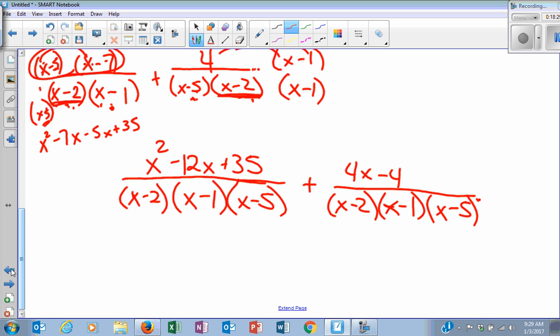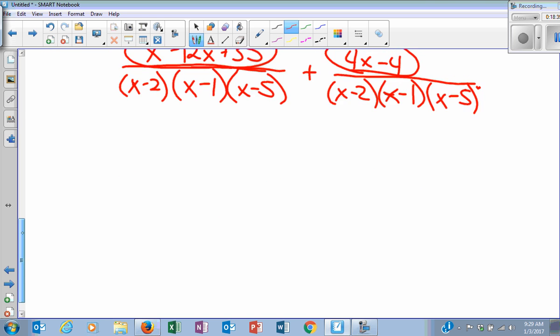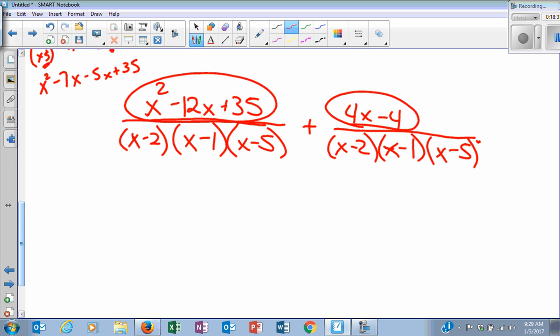Now, since I have the common denominators, I can just combine the tops together, but you've got to make sure that the right things combine together. The x squared has nothing to combine with over here, so I just have x squared. This is negative 12x, and this is a plus sign, so that's huge. Negative 12x plus 4x is going to be a negative 8x. And a plus 35 plus a negative 4 is going to be a plus 31.